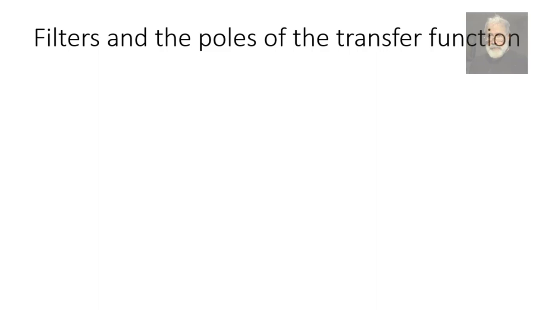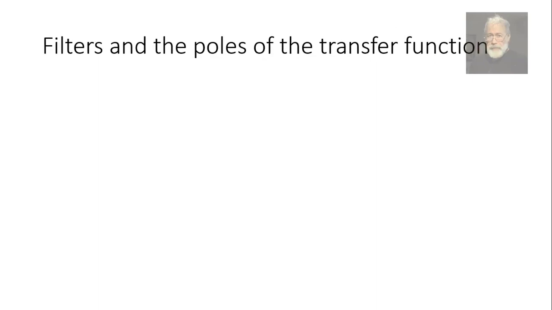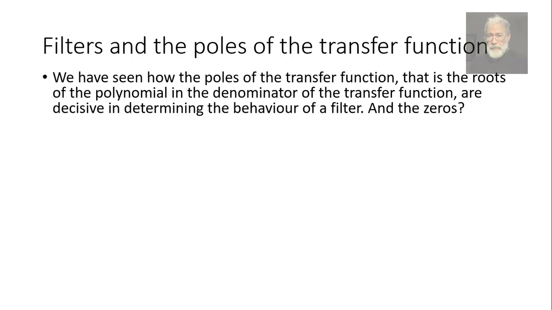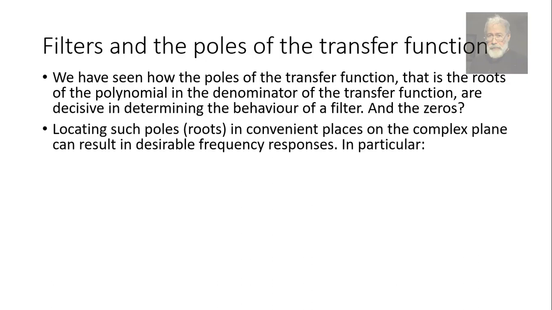Let's talk about filters and the relationship of their behavior with the location of the poles of the transfer function. We have seen how the poles of the transfer function, that is the roots of the denominator, are decisive in determining the behavior of a filter. What about the zeros? They have some saying too. Locating the poles in convenient places of the complex plane, we will see what we mean by convenient later, can result in desirable frequency responses.